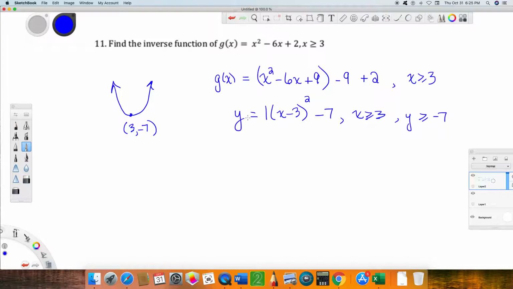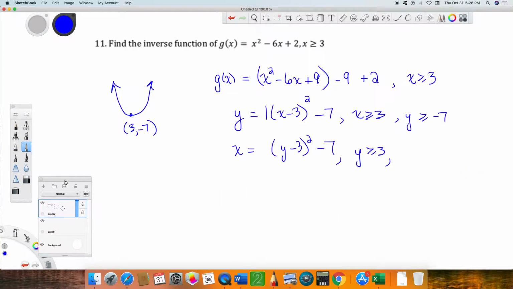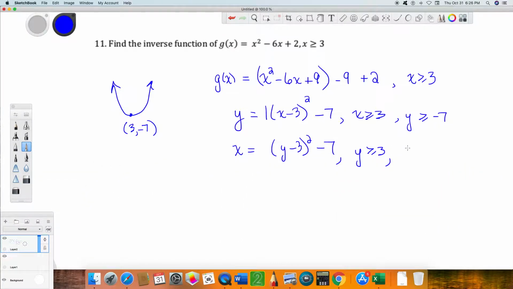So if I'm trying to find the equation for the inverse, I want to switch the domain and range. I want to switch these variables x and y. So where I see a y, I write an x, and where I see an x, I write a y, including over here with the domain and range. The domain was x greater than or equal to 3, so now that's the range, y greater than or equal to 3. This used to be the range, and now it's the domain. So x has to be greater than or equal to negative 7.